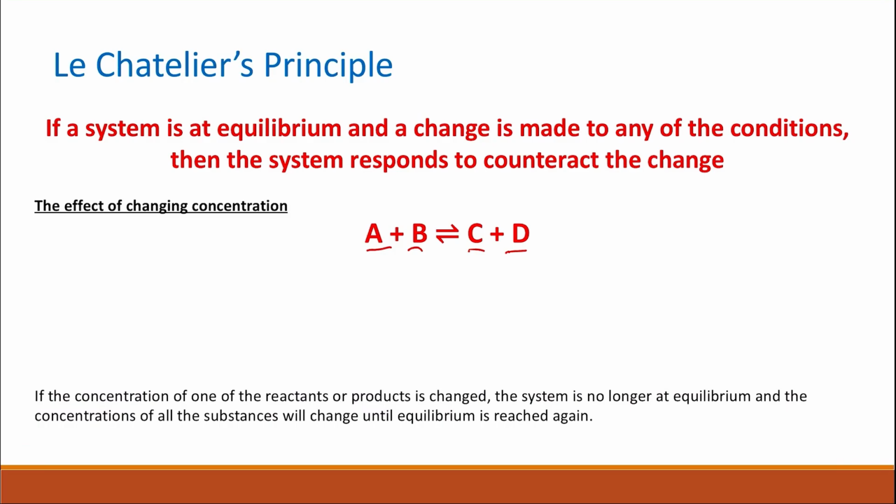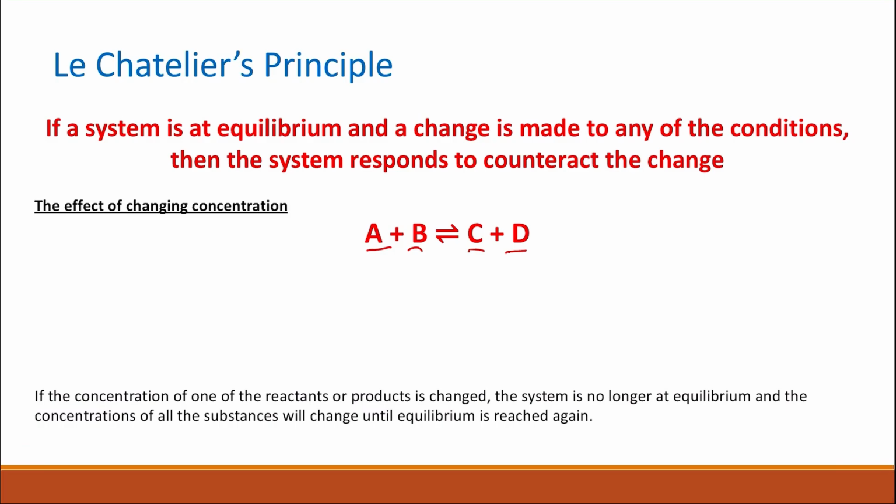According to Le Chatelier, if the concentration of one of the reactants or products is changed, the system is no longer at equilibrium, because at equilibrium, the concentrations of the reactants and products should have a fixed ratio. So if we change the concentration of one of the reactants or products, the system is no longer at equilibrium because now the ratio has changed. The system will respond by trying to re-establish the original concentration ratios at equilibrium.